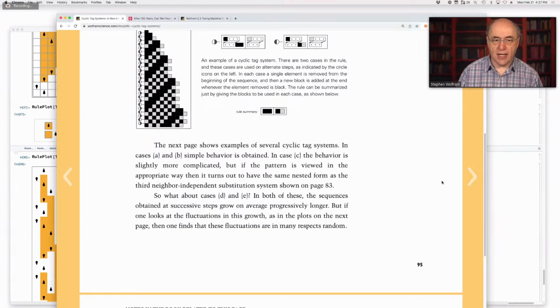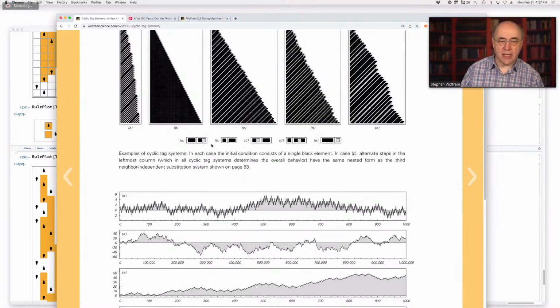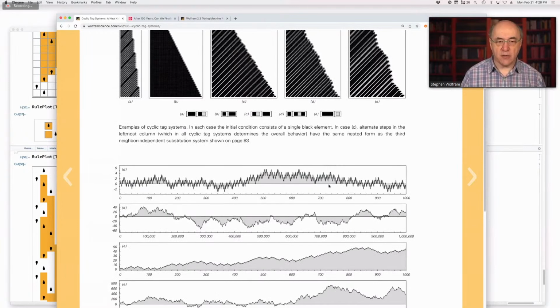And once again, I'm kind of spoiling it here, but once again, even with a cyclic tag system where all you're specifying is just something like 1, 1, 1, 0. Or in this case, 1, 1, 0, 1. That's the pattern of lengths of strings that you get with a cyclic tag system. So again, very, very minimal kind of thing.